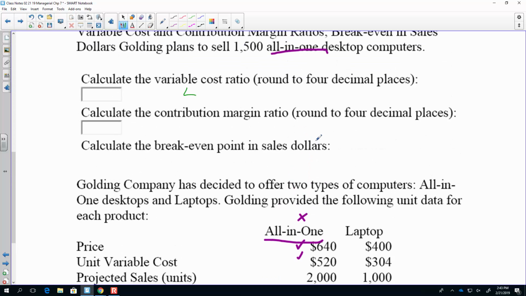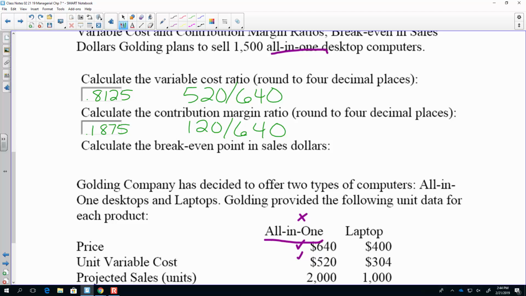So 520 divided by 640, and the margin ratio is that 120 over 640. Brianna just told us that 120 was the margin per unit. I gotta switch my decimal location to 4 because they want it to 4 places. 0.8125. Yeah. Then 0.1875 must be the margin ratio.